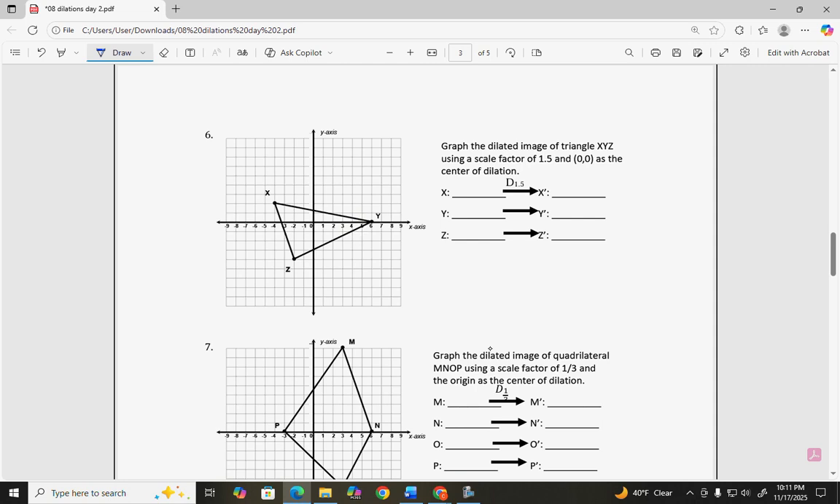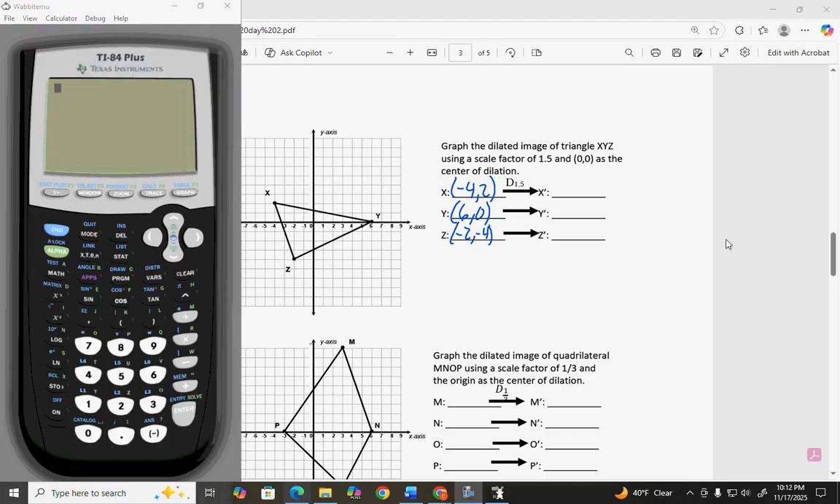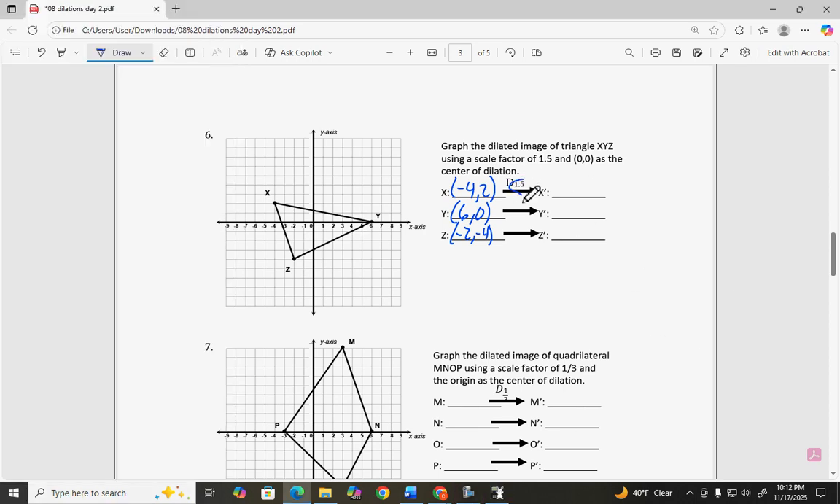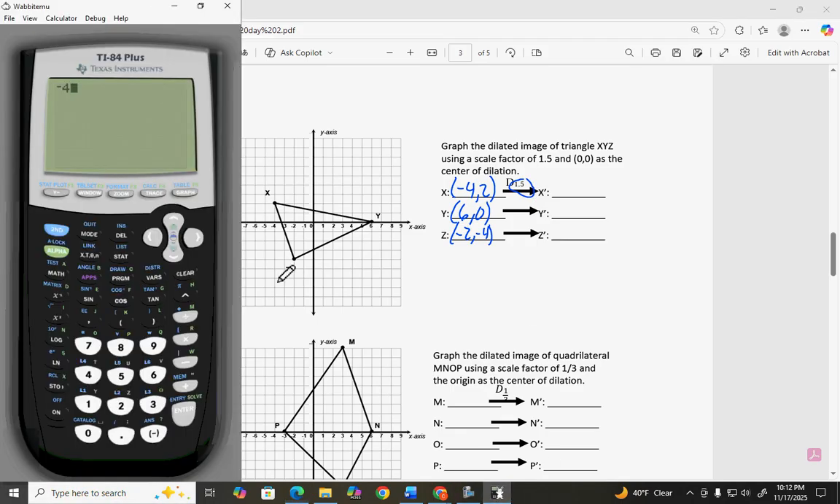Let's see. X is at -4, 2. Y is at 6, 0. And Z is at -2, -4. Now, if you don't like multiplying by 1.5 in your head, go ahead and open up that calculator. So I'm going to use my calculator, -4, and I have to multiply, remember, by this 1.5. So -4 times 1.5. Since it's bigger than 1, it will become bigger.